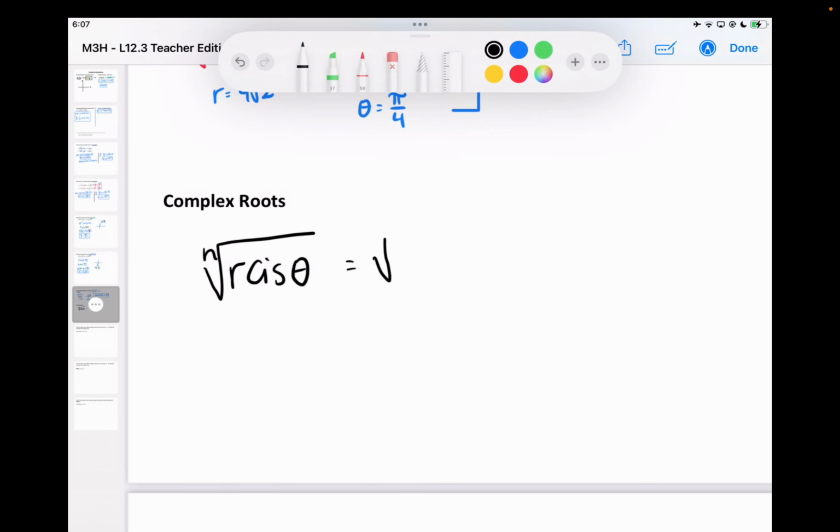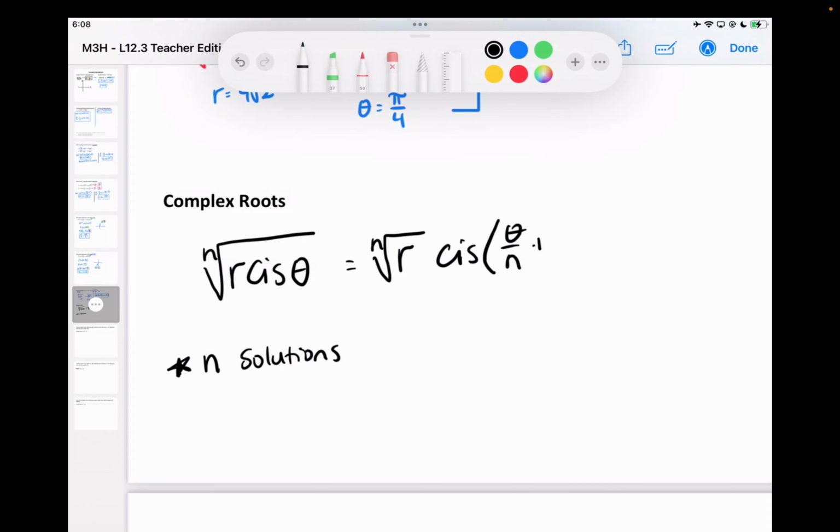So it feels a lot like the power rule. You'll do the nth root of your radius, and then instead of multiplying by n, we'll divide by n. But this is where it's slightly different. With nth roots, you will have n solutions. So that means if I have a cube root, I'll have 3 solutions. If I have a fourth root, I'll have 4 solutions, and so on.